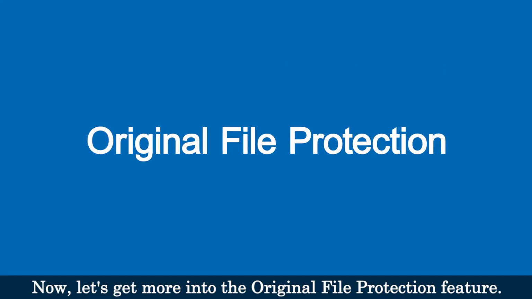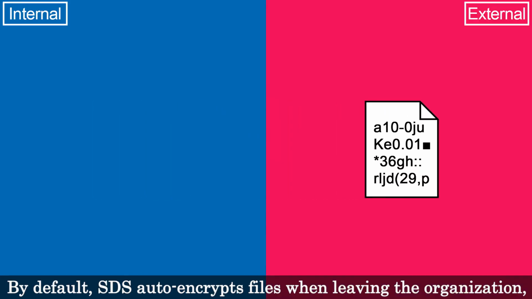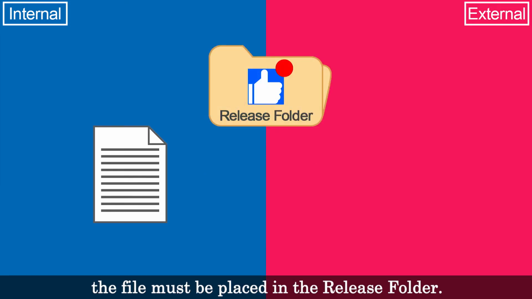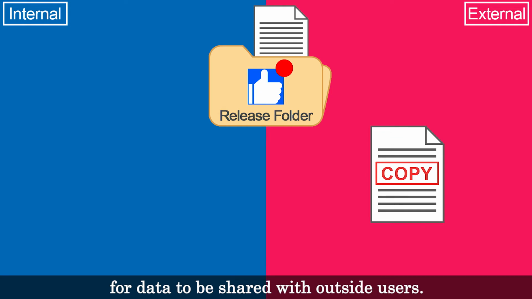Now, let's get more into the original file protection feature. By default, SDS auto-encrypts files when leaving the organization, which means when a user wants to share a file as unencrypted or with password protection, the file must be placed in the release folder. The release folder is the only passageway for data to be shared with outside users.